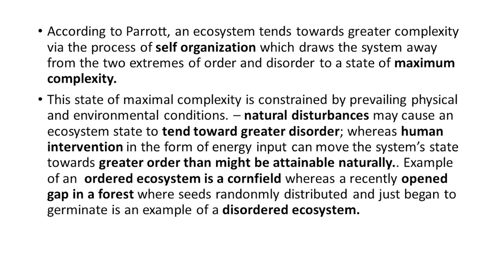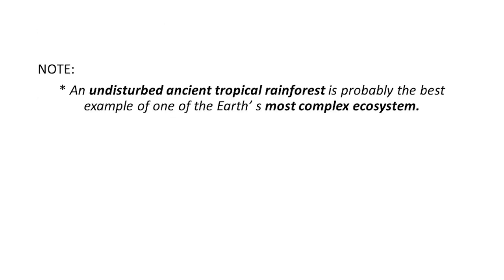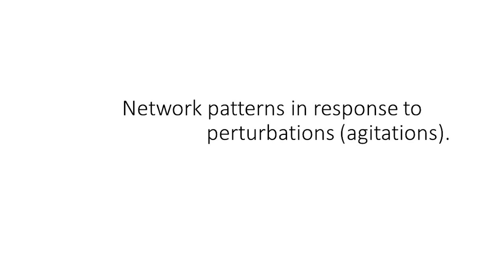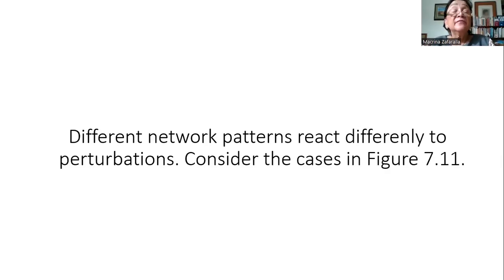An example of an ordered ecosystem is a cornfield, whereas a recently opened gap in a forest, where seeds are randomly distributed and just beginning to germinate, is an example of a disordered ecosystem. We must note that an undisturbed ancient tropical rainforest is probably the best example of one of the Earth's most complex ecosystems. Now let's focus our attention on network patterns in response to perturbations. Different network patterns react differently to perturbations.